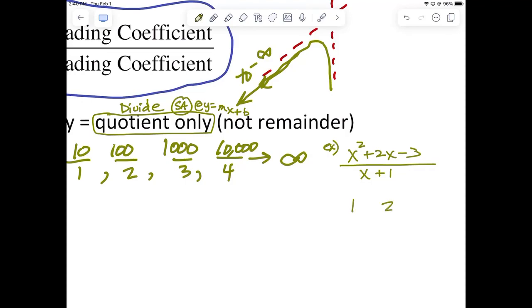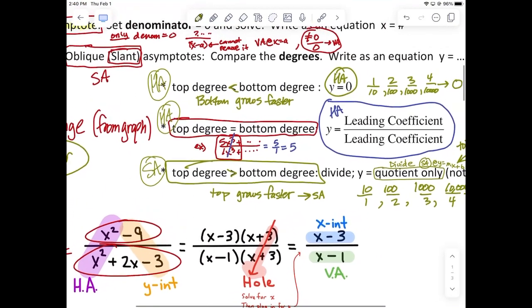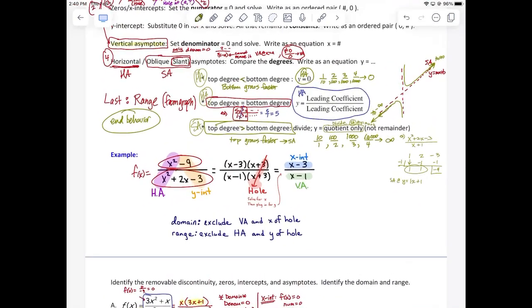So you write out the coefficients, 1, 2, negative 3, and you synthetically divide with a negative 1. You bring this down, you get 1, you get negative 1, you get negative 4. These are the coefficients of your slant asymptote. So this would have an SA at y equals 1x plus 1. And you're done: slant asymptote is the quotient without the remainder. There's one question in your homework where you have to do that, so now you know how to do it. But mainly we're interested in the horizontal asymptotes, either at 0 if the bottom is larger or at the leading coefficient if they're the same.